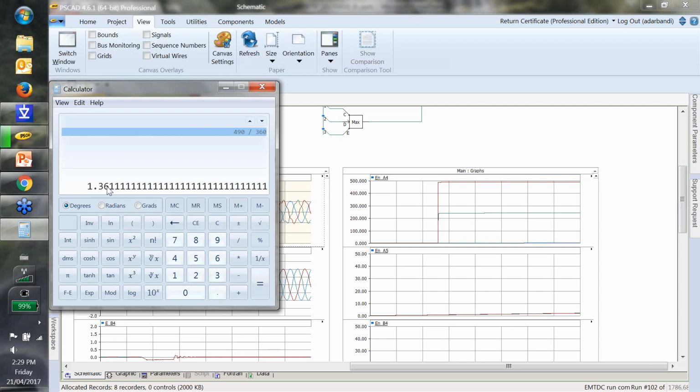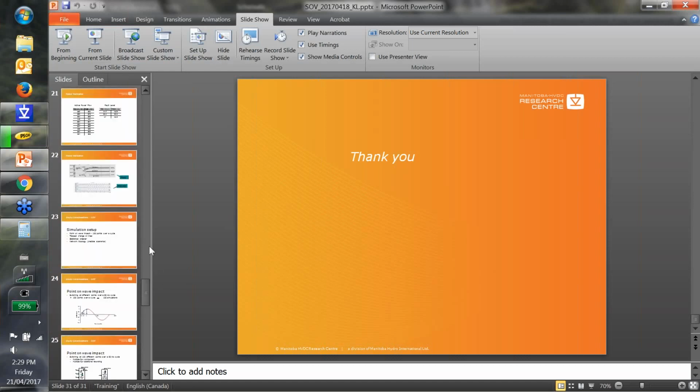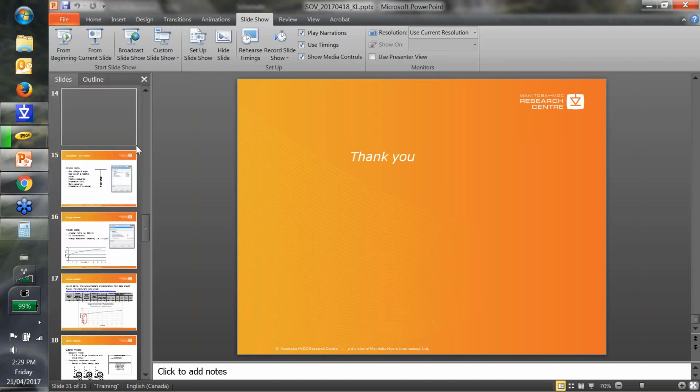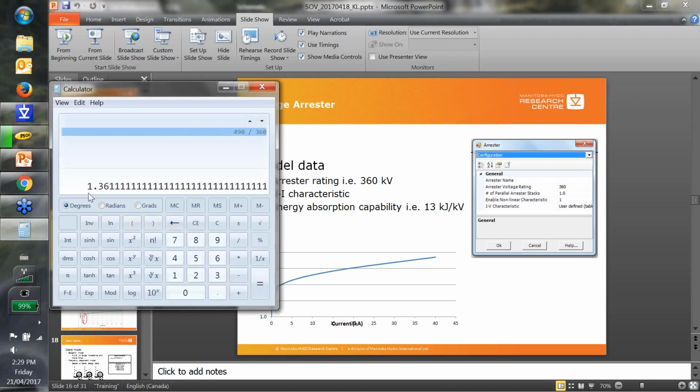And if you remember from the presentation, if I quickly go back, the absorption capability was 13 kilojoule per kV MCOV. So that means for the worst case, it will be 1.4, which is well below the rated value of the manufacturer. So we should be safe.